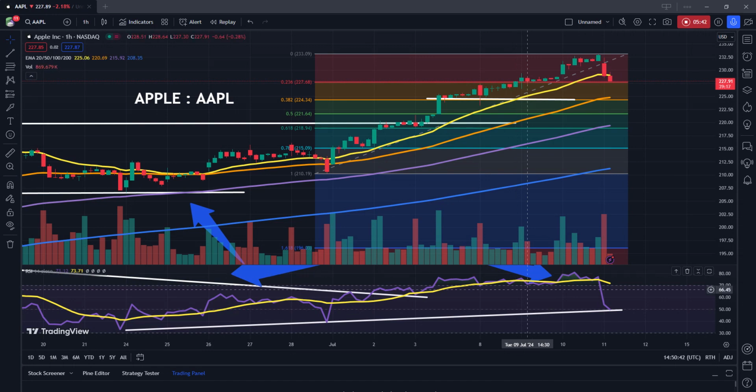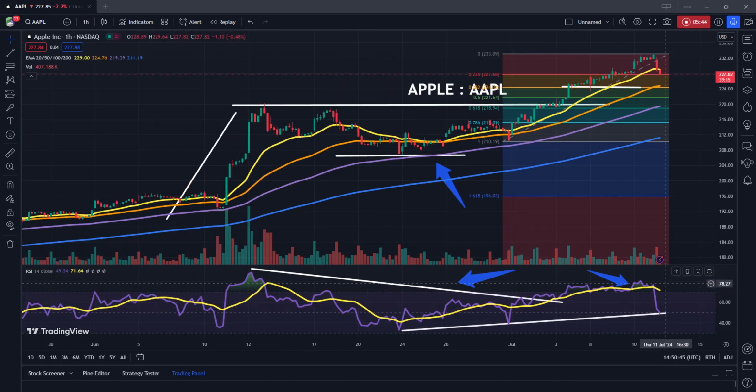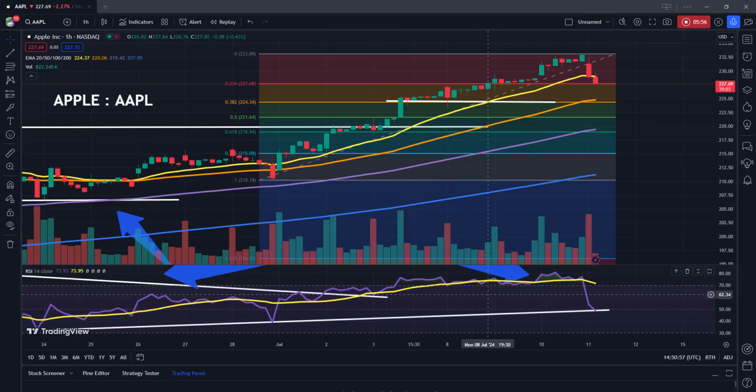So one point that needs to be made here is that we were trading in elevated territory here. 80 is a high reading. So we did move into a highly overbought region. And then in addition to that, you can see here that the relative strength index, the purple line, crosses strongly below the yellow line, which is its own moving average. This is a bearish signal on its own.